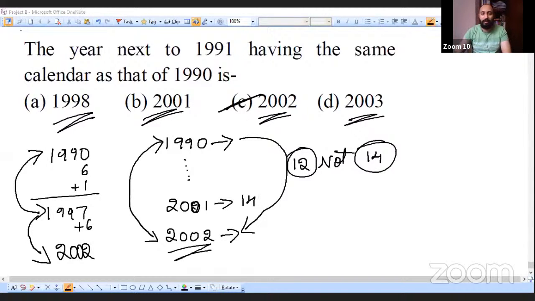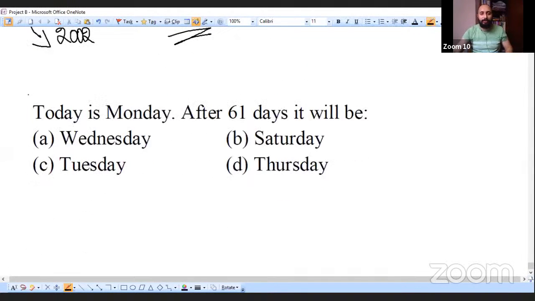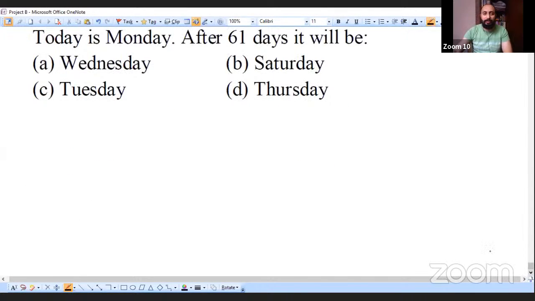Okay. Next question and the last question. Today is Monday. After 61 days, what day is it? After 61 days. So again, 61 divided by 7, what is the remainder, people? What is the remainder here?